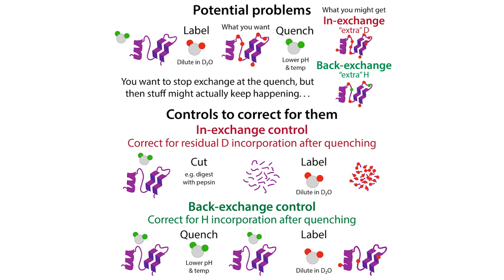There's also an in-exchange control where you do the labeling after the quench step to see how well the quench step is actually preventing more deuterium from being incorporated, which is going to tell you how good the quench step is at preventing more water, more normal hydrogens, from being incorporated.